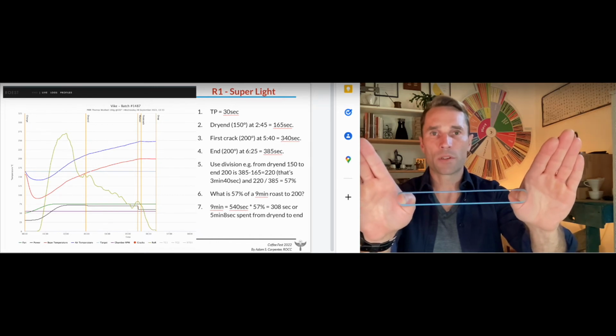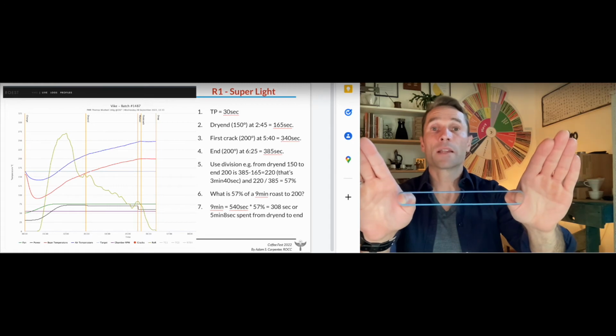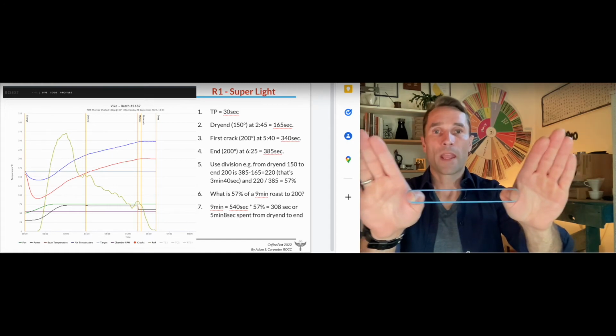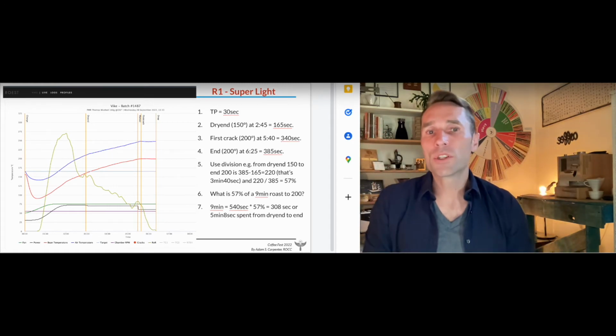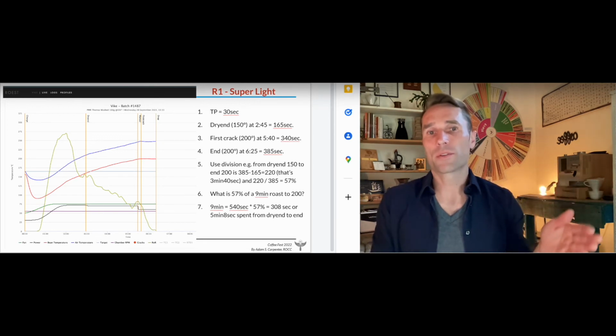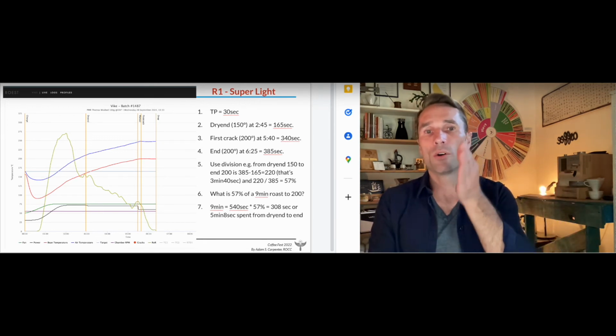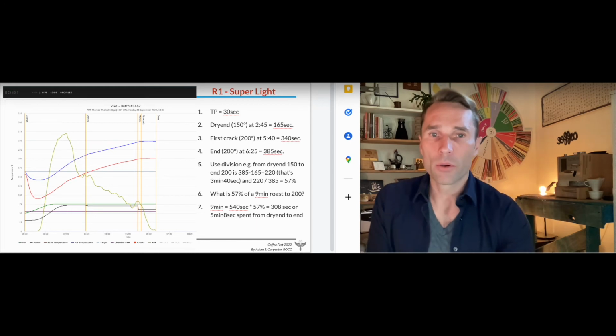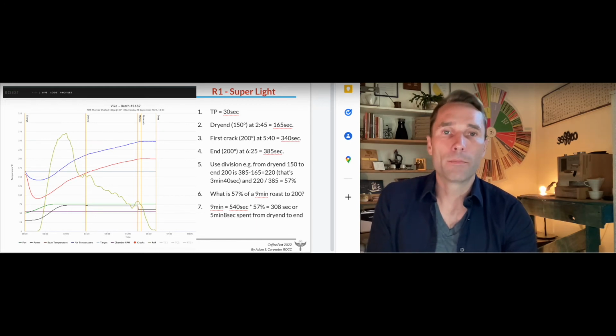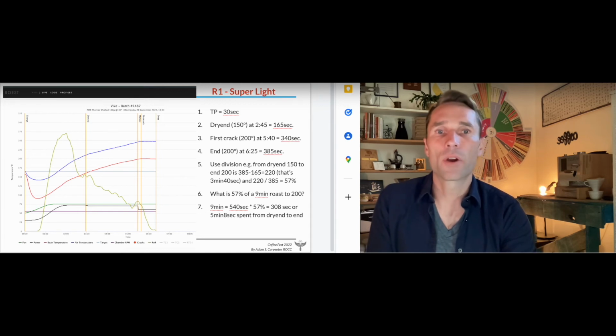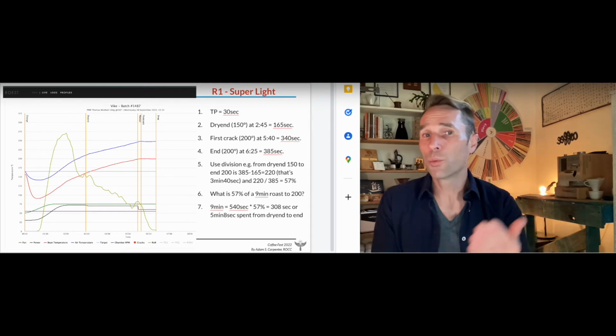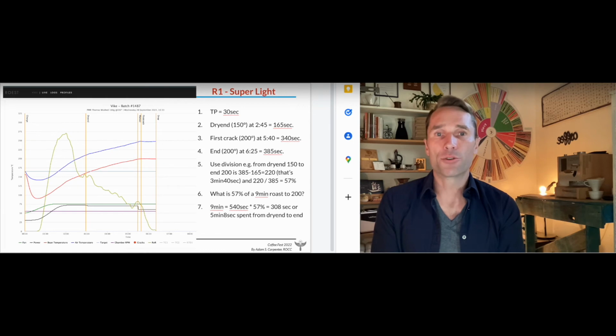9 times 60 is 540. So if it takes us 540 seconds to get to that same result as it did in 385, then we just need to figure out a few of our markers that we're going to use. We want to know, when should first crack happen? Or when should dry end happen? How long should we spend in first crack? One simple way to do that is just division.